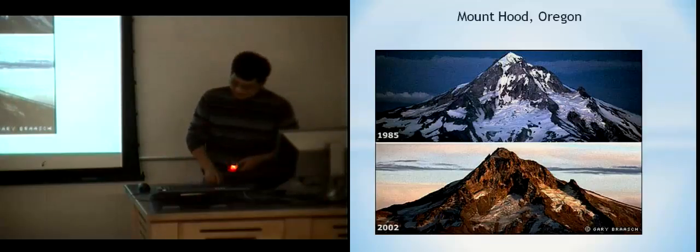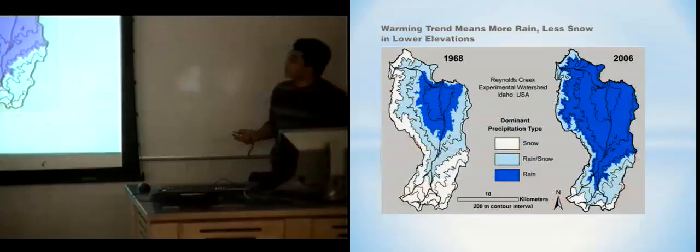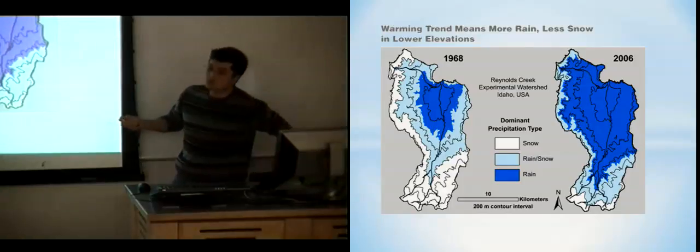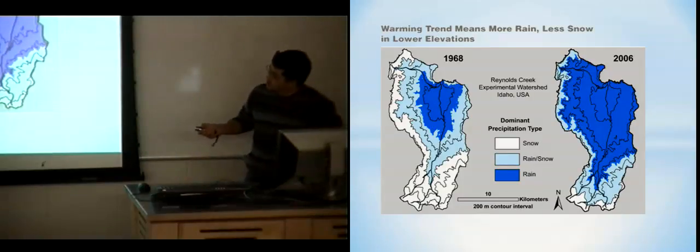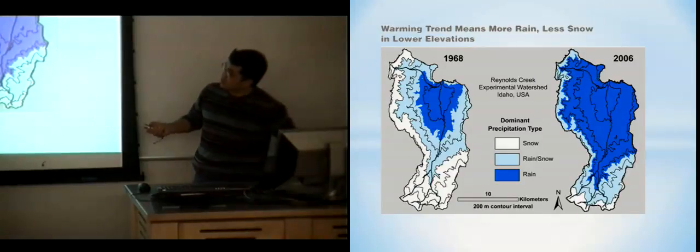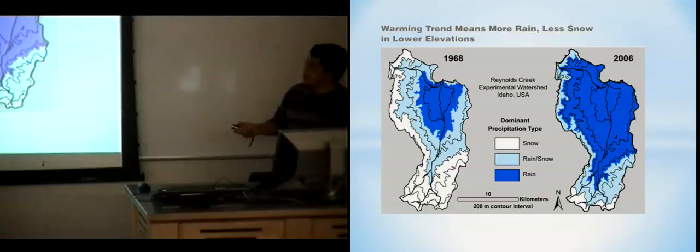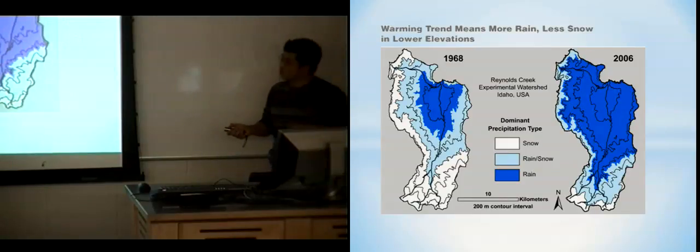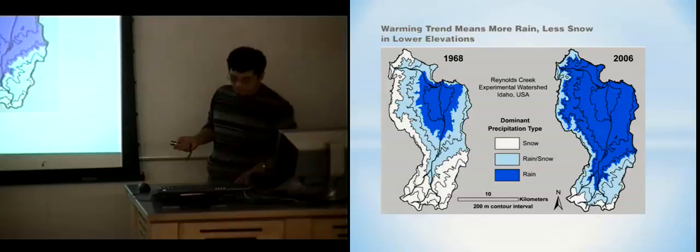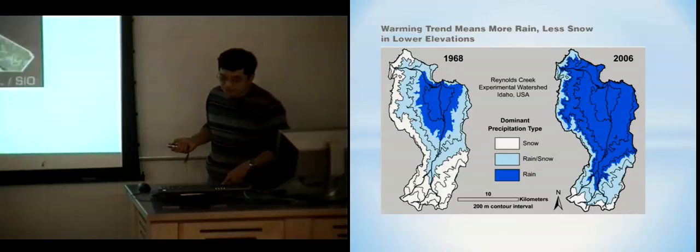So this is another figure showing snowfall and rainfall. In 1968, the blue color represents rainfall. The light blue color is a mix of snowfall and rainfall, and the white color represents snowfall. You see, during 1968, mostly the snowfall is quite dominant, or the snow-rain mixed pattern is quite dominant. But in recent years, the rainfall is very dominant. This location is a watershed in Idaho. So that gives us a hint of how global climate change affects the local snow pattern.